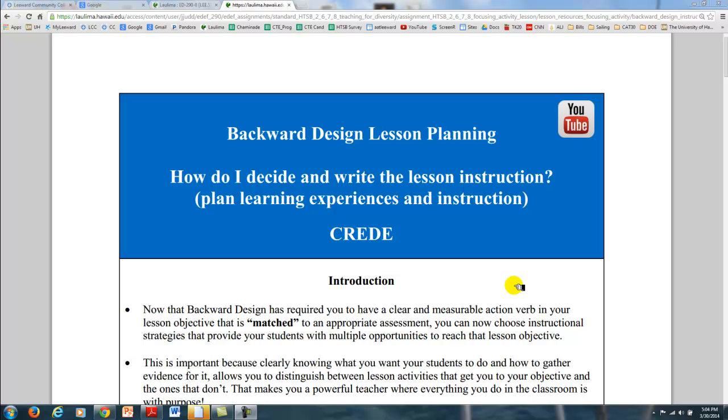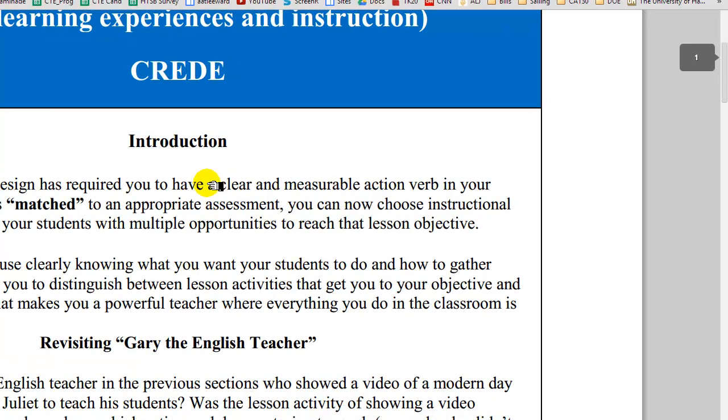Now that you've done steps 1 and 2 of backward design lesson planning, step 3 is figuring out what lesson instruction you want. Remember, traditionally teachers approach lesson planning by figuring out what activities to do first, but in backwards design we do it last. You have already chosen a clear and measurable action verb that's matched to an appropriate assessment. That means you just need to find an activity that'll give the students multiple opportunities to reach that lesson objective.